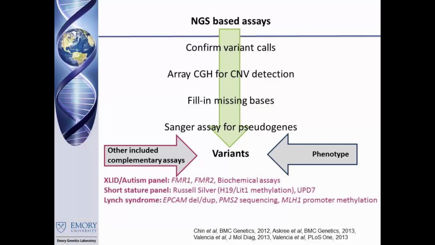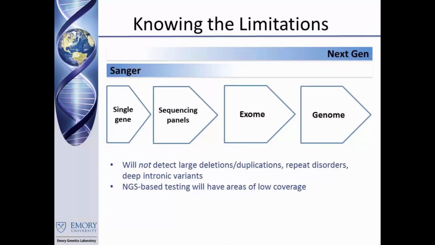For short stature, you want to cover Russell-Silver, which is a methylation assay. For Lynch syndrome, you have the EpCAM deletion duplication and PMS2. And for X-linked intellectual disability or autism, you want to do a Fragile X assay. These are complementary assays that need to be done with your NGS assay to complete the test. So again, going back to this concept, we want to make sure that along with NGS, you have done a full spectrum of different assays so that you're delivering a complete test to your physician and the patient.